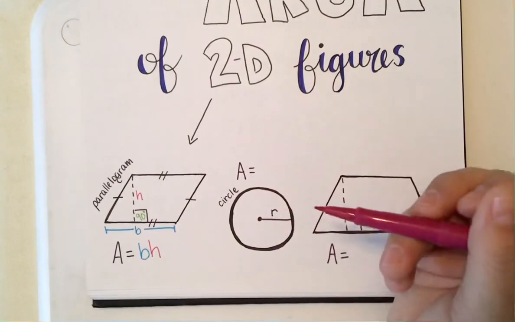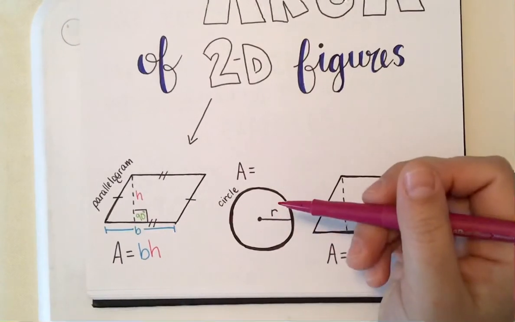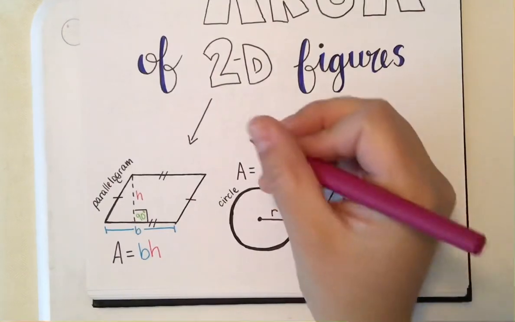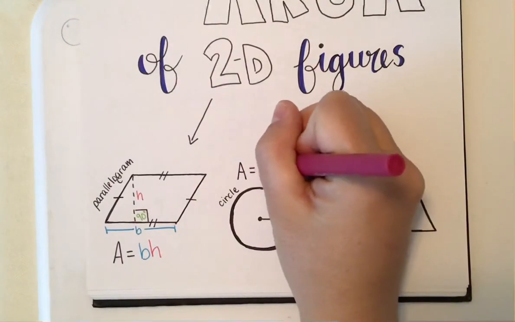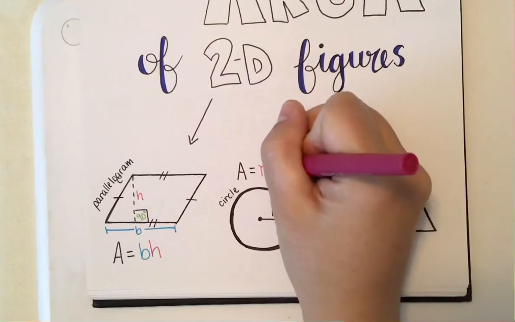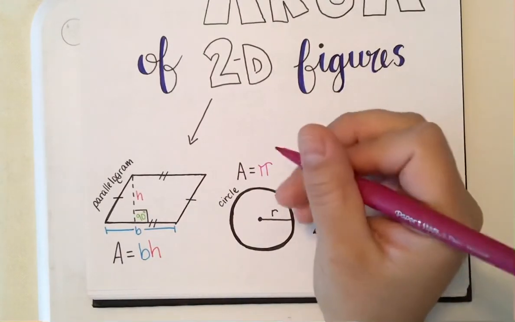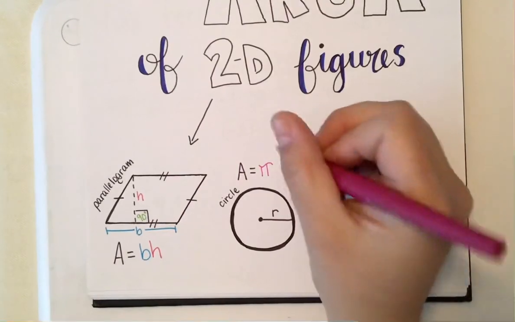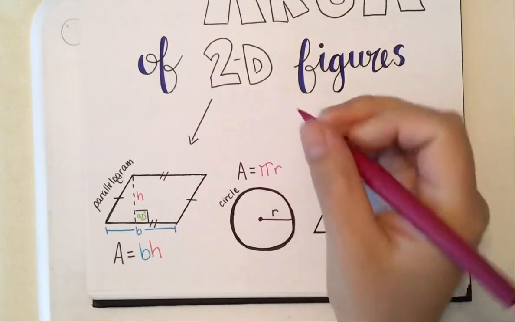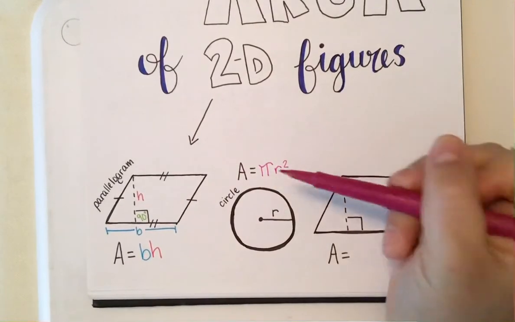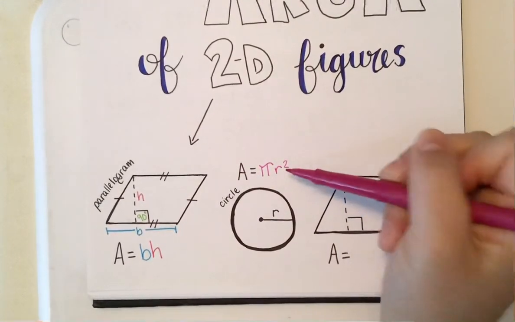I'm not going to ask you guys to make that centerpiece. But what math holiday just passed us recently? 3.14. If you guessed pi, you're correct. To find the area of a circle, we need to know that it is pi times the radius squared. So this is 3.14 times r squared.